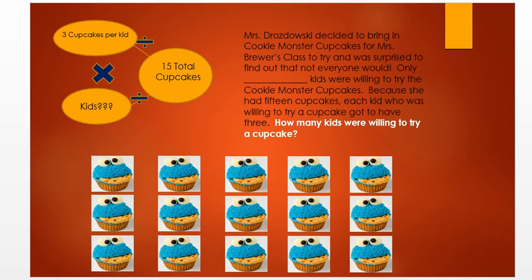In this example, Mrs. Drozowski decided to bring in Cookie Monster cupcakes for Mrs. Brewer's class to try and was surprised to find out that not everyone would. Why would you not? Only blank kids were willing to try Cookie Monster cupcakes. Were you one of those kids? I'd certainly try one. Because she had 15 cupcakes, each kid who was willing to try a cupcake got to have 3 of them. How many kids were willing to try a cupcake and ended up with 3? I think that would be the same number of kids who were probably later having their parents call to complain that they had upset stomachs, but I could be wrong.